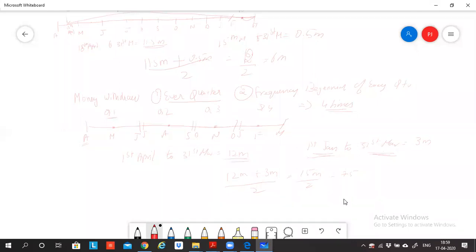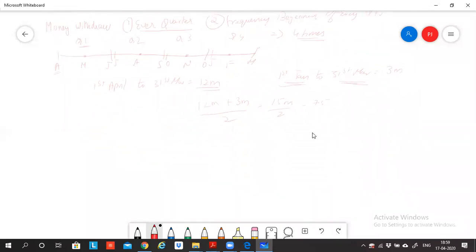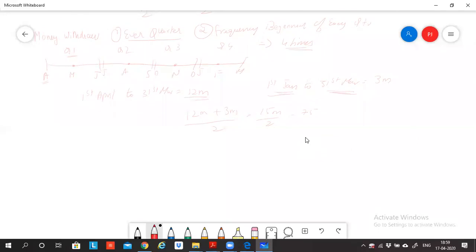Now, next case. Money is withdrawn. First is every quarter. Second is, what is the frequency? Frequency is middle of quarter.